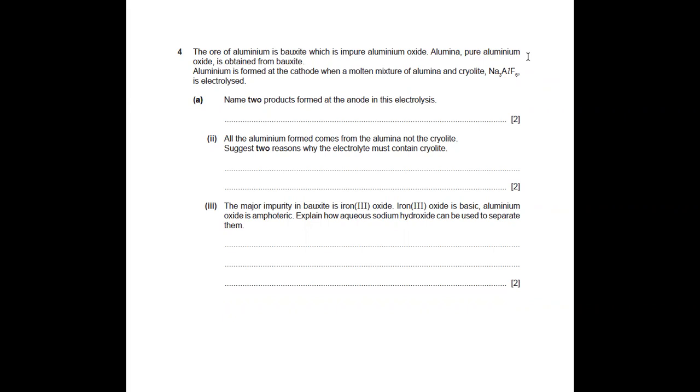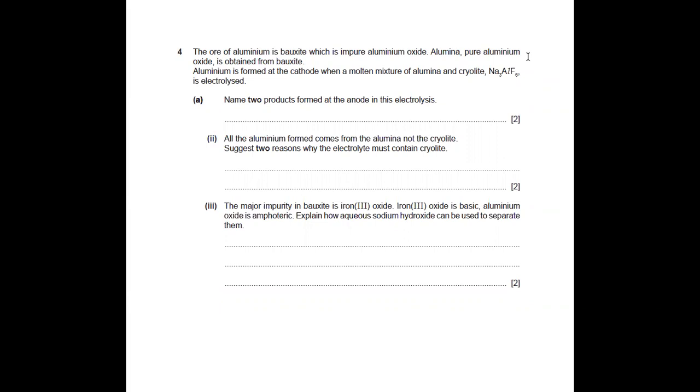Wait, hold on, I need to think about the second reason. Yeah, go on. Does it by any chance remove impurities? It doesn't. Sorry? I said, does it by any chance remove impurities? No, it does not.